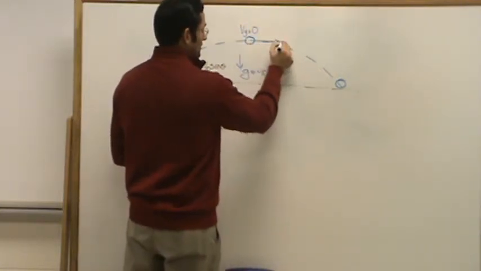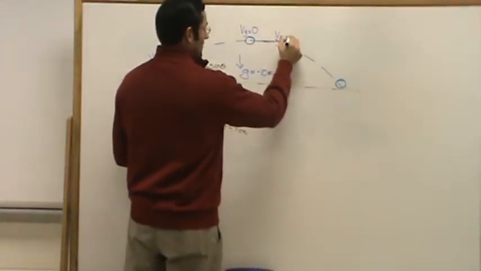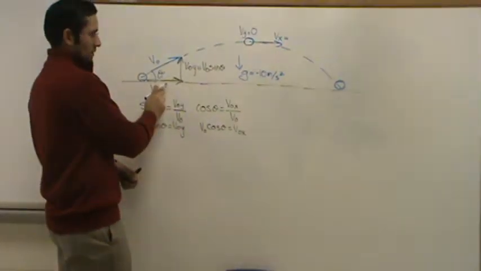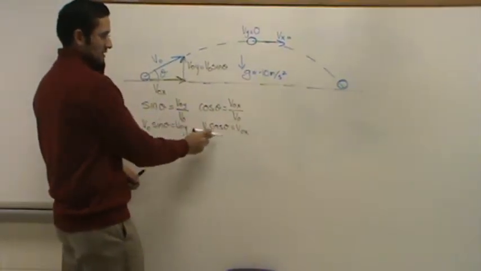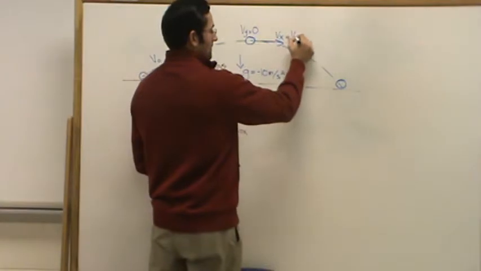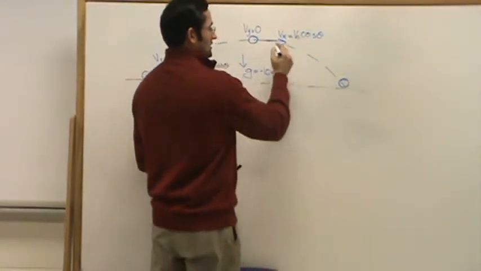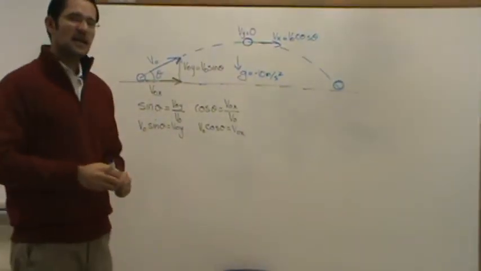The horizontal velocity will still remain what it was to begin with. The horizontal velocity will still be V0 cosine theta. But the vertical velocity diminishes to 0. That's why it's the highest point.